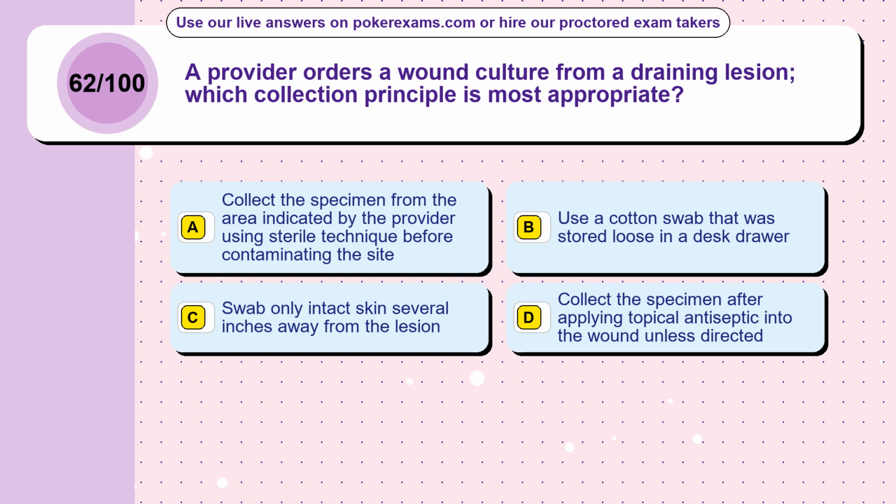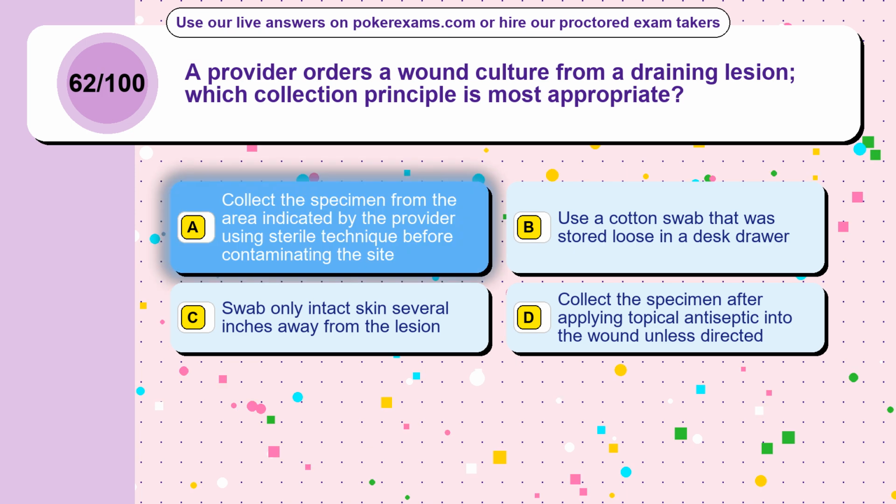Question 62. A provider orders a wound culture from a draining lesion. Which collection principle is most appropriate? Option A. Collect the specimen from the area indicated by the provider using sterile technique before contaminating the site. Option B. Use a cotton swab that was stored loose in a desk drawer. Option C. Swab only intact skin several inches away from the lesion. Option D. Collect the specimen after applying topical antiseptic into the wound unless directed.